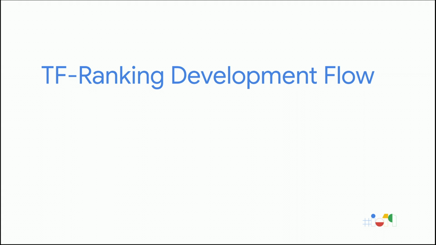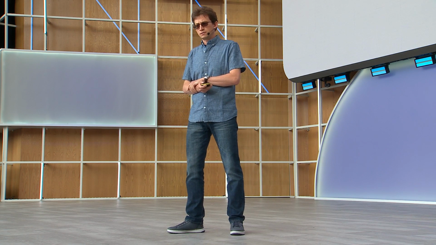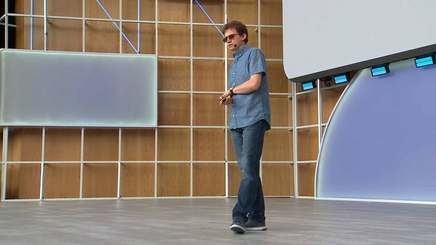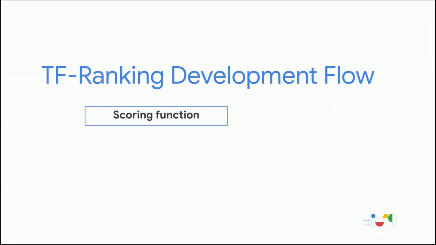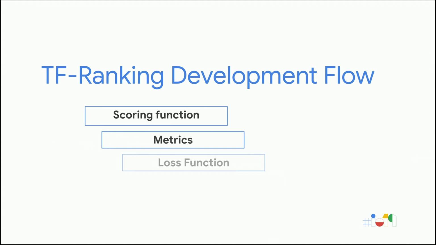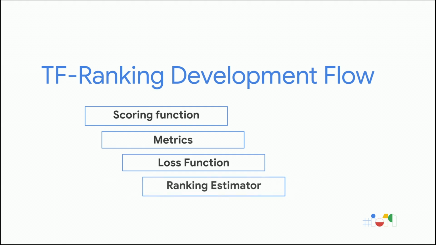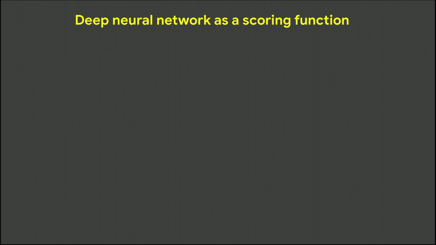So let me jump into describing how you can develop your own state-of-the-art, ready-to-deploy learning-to-rank model in 4 simple steps using TensorFlow ranking. First, you specify a scoring function. Then you specify the metrics that you want to optimize for. Then you specify your loss function. And finally, you build your ranking estimator using all of these 3 previous steps. Here is how it looks in code.